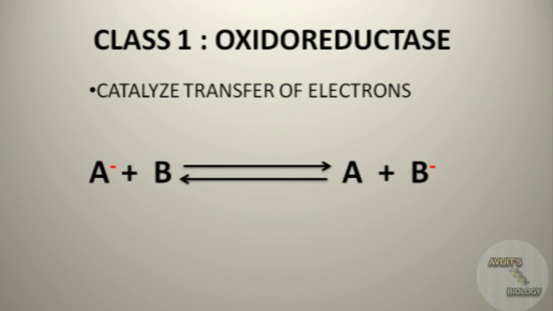The reaction which I have shown here is the reaction of A and B. In this reaction, A acts as an electron donor and B acts as an electron acceptor. Simply, A is the reductant and B is the oxidant. And most importantly, which enzyme is doing this? Yes, it is the oxidoreductase.